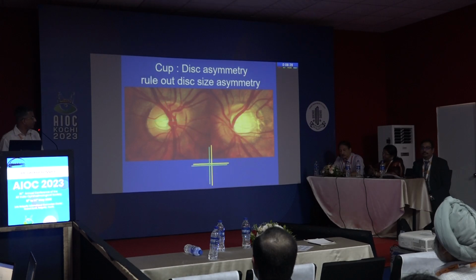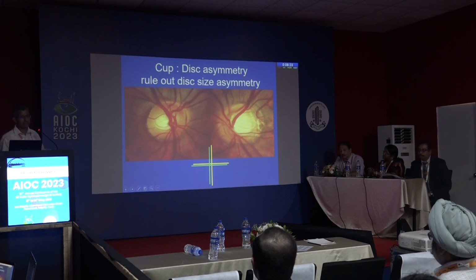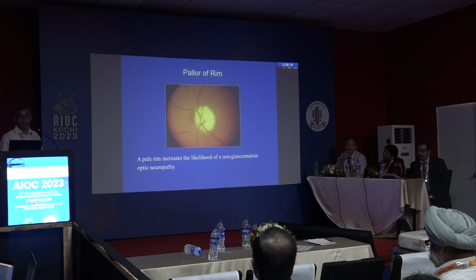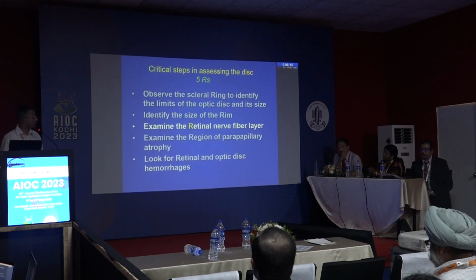You put them together, and when you look at the sides, you can see that the yellow is definitely larger than the green, and that's the reason that the cup is also looking larger. And there's nothing wrong with it. A pale rim increases the likelihood of a non-glaucomatous optic neuropathy, and there's a separate talk on that, so I will not go into that.